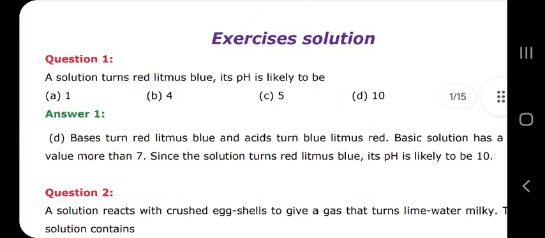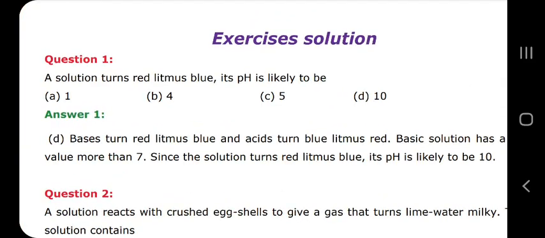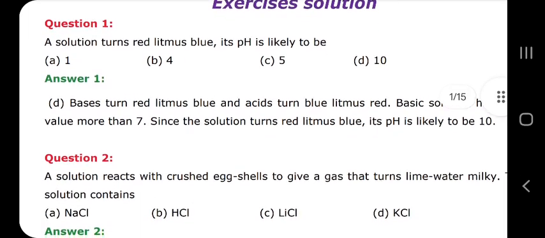This is question number 1. A solution turns red litmus blue. Its pH is likely to be. There are 4 options for this question: A, B, C, D. The correct option will be D. So let's see the explanation of the answer of this question.